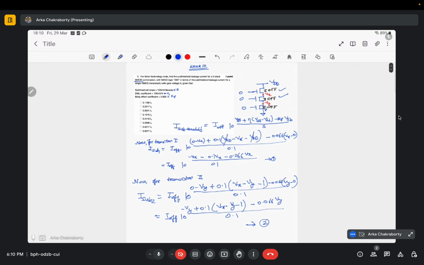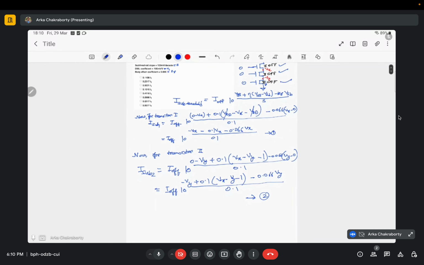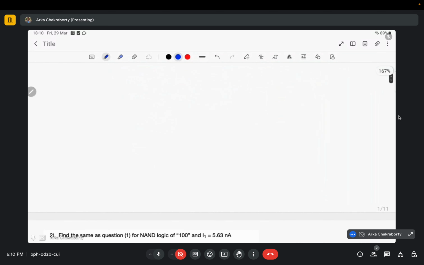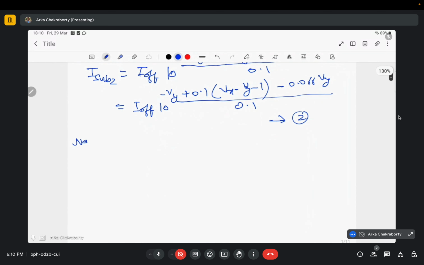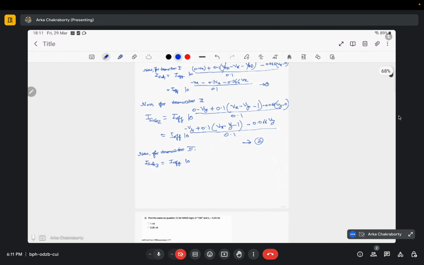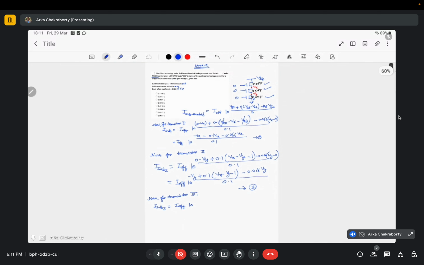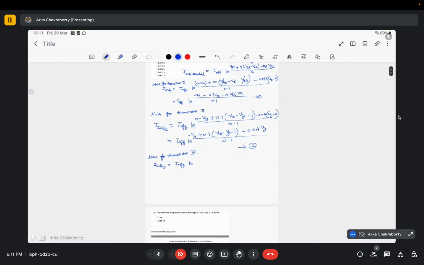Okay, now for the third transistor, let me call the subthreshold current as I sub 3. It would be equal to I0 into 10 to the power VGS. So you can see here VGS would be 0 minus 0. Okay, so 0 minus 0 plus eta is 0.1.